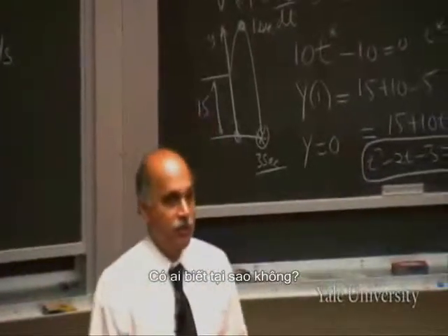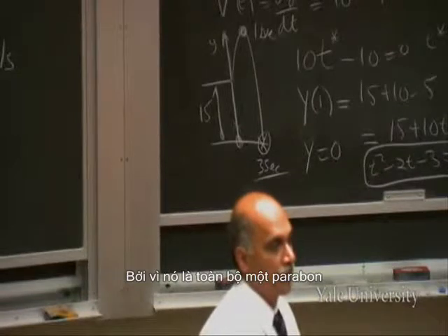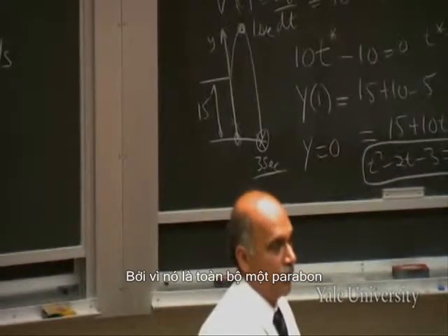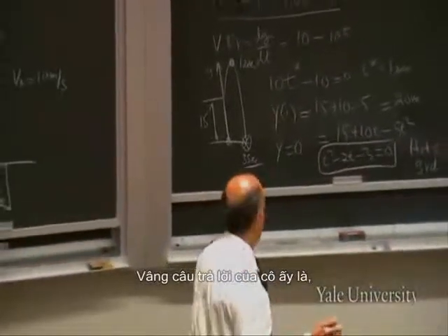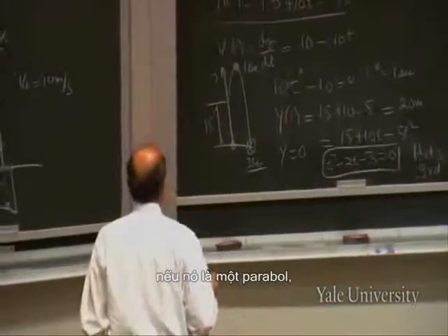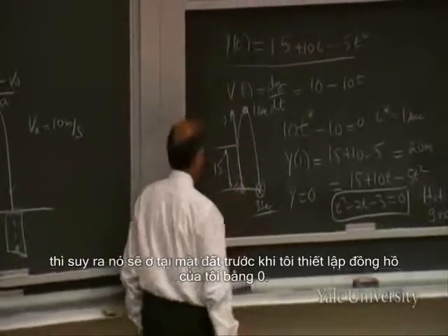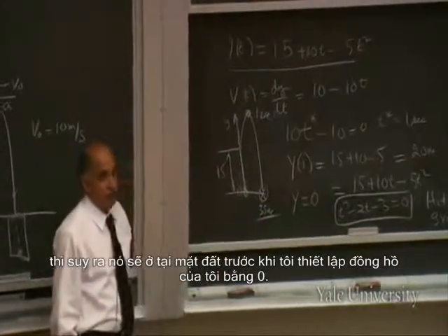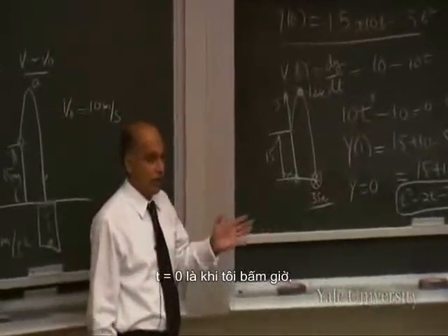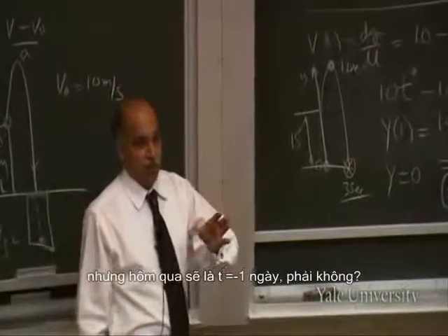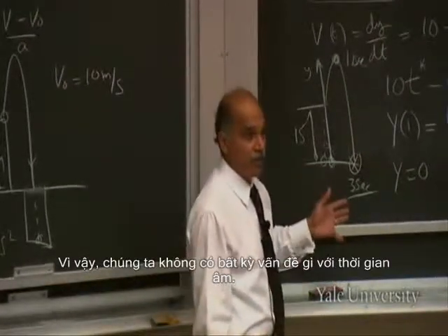Anybody have an idea why? Yes? Because if there was an entire parabola that started from y equals 0, it would have been negative. That's correct. So her answer was, if it was a full parabola, then we know it would have been at the ground before I set my clock to 0. So first of all, negative time should not bother anybody. t equals 0 is when I set the clock. I measure time forward, but yesterday would be t equal to minus 1 day, right? So we don't have any trouble with negative times.